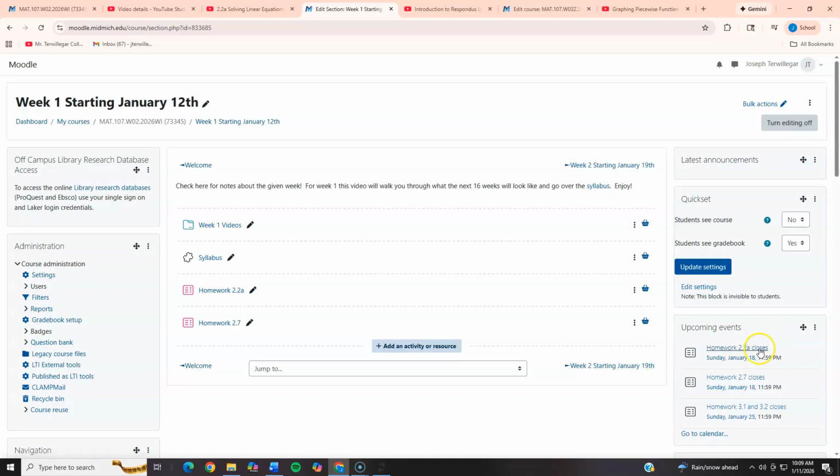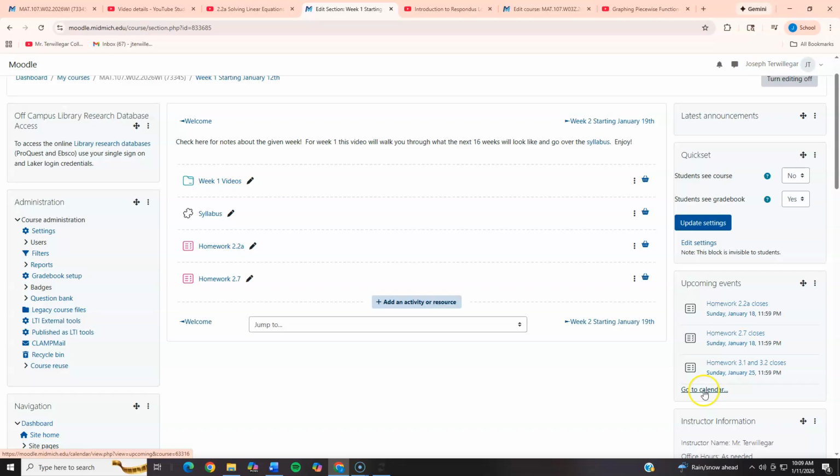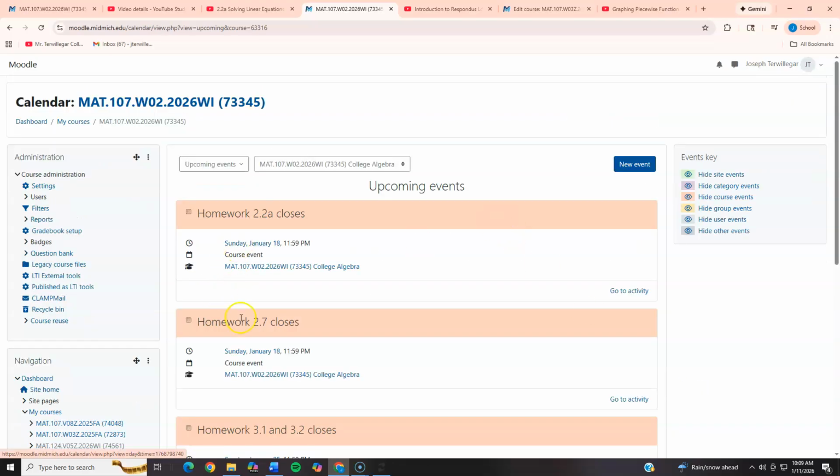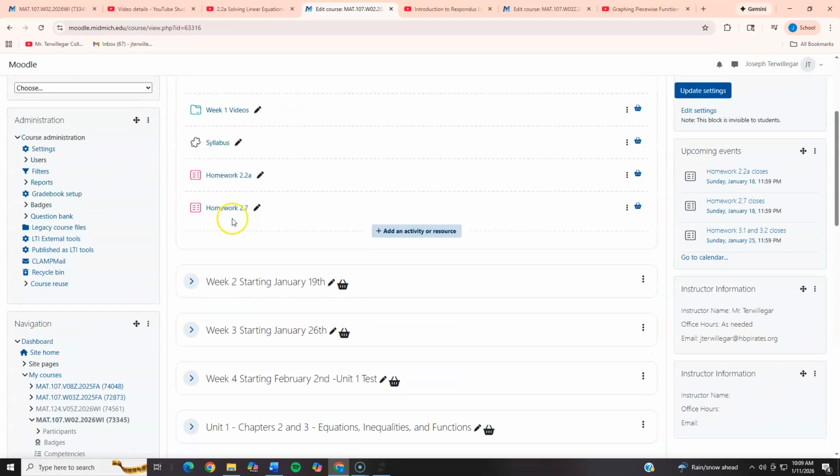Homework 2.2a closes Sunday. You can also see in your calendar when things are going to be due. All right. Use your calendar, know when things are going to be due.